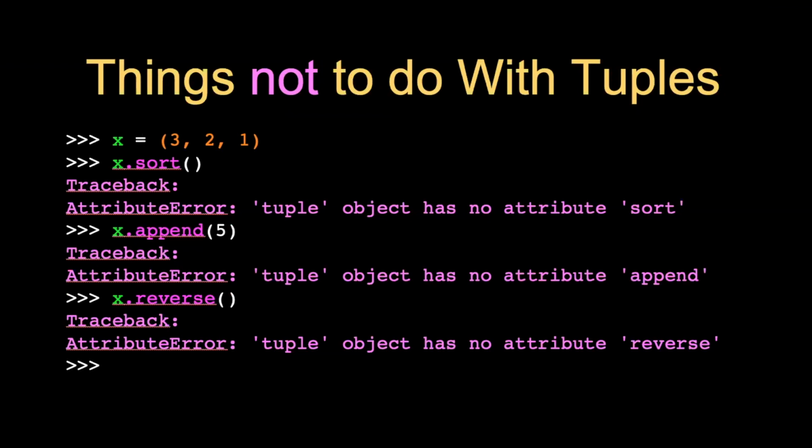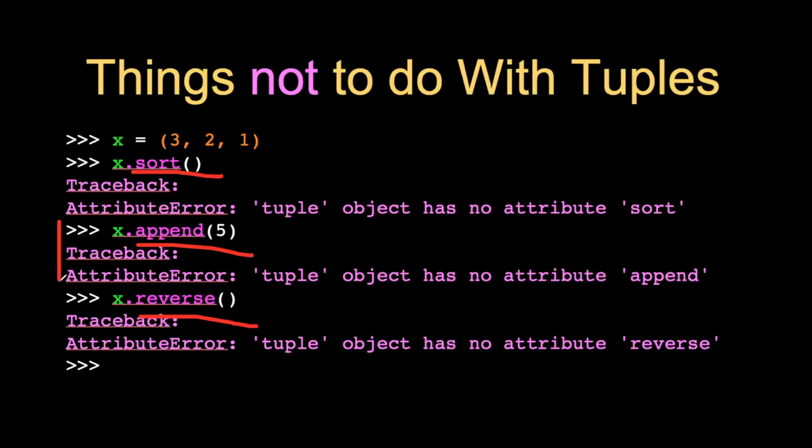So those are things not to do with tuples. You can apply dir on top of a tuple instance to see what sort of variables and methods are associated with it. But because tuple is immutable, you would expect that most of the features and functions are not available with tuples. For example, sort is not available, append is not available, reverse is not available.